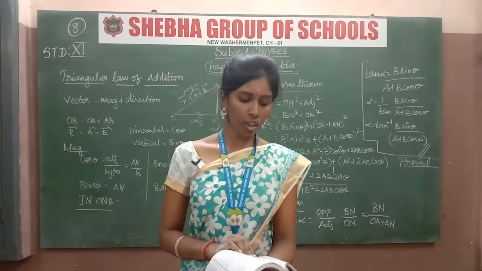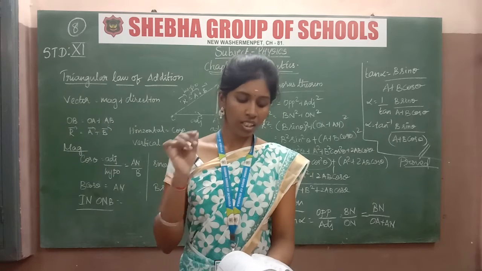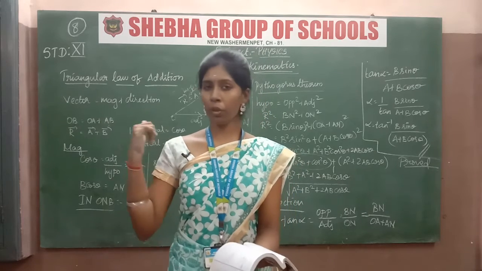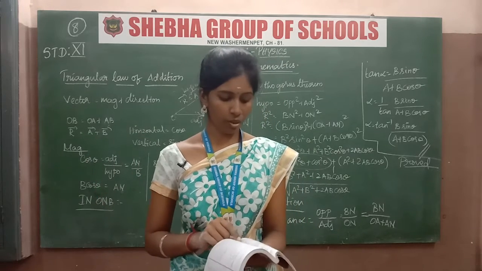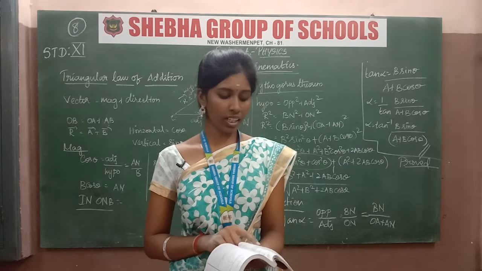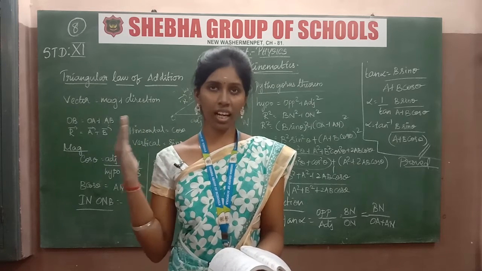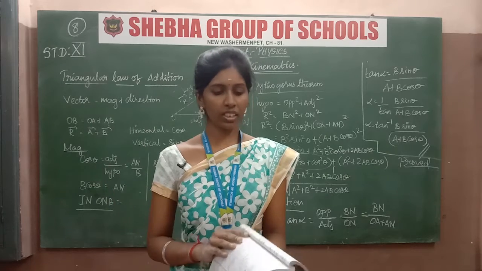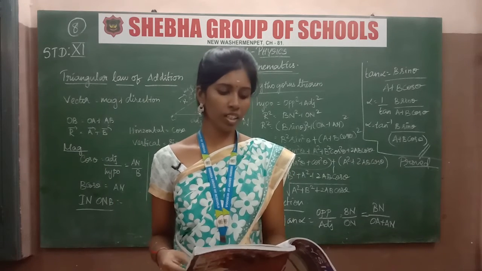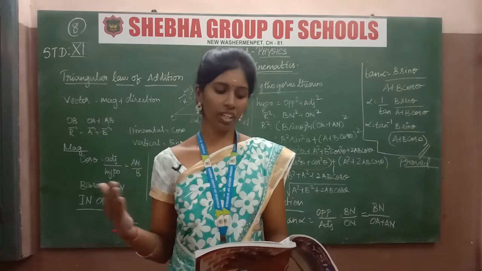So here the magnitude of r is the resultant vector. We proved this theorem geometrically, and in the same way we prove the direction of the vector. The direction of the resultant vector is the angle between the r vector and the a vector. Thus we take r vector equal to a vector plus b vector.